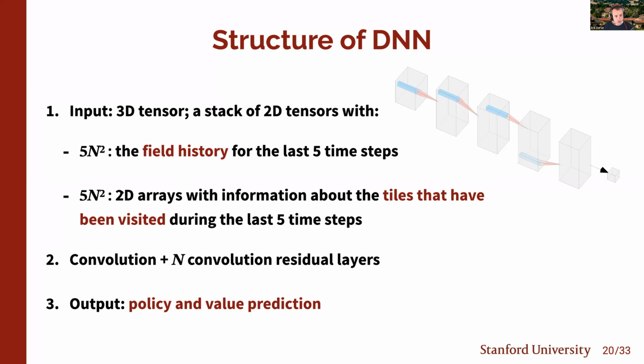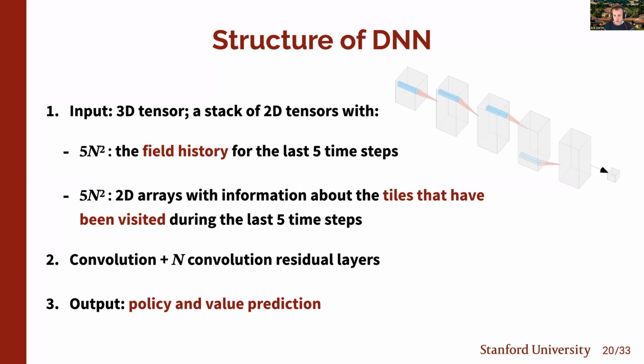And then the second set of tiles has to do with providing information about the control. So essentially, what control was used, which is basically the laser motion during the last 5 time steps.